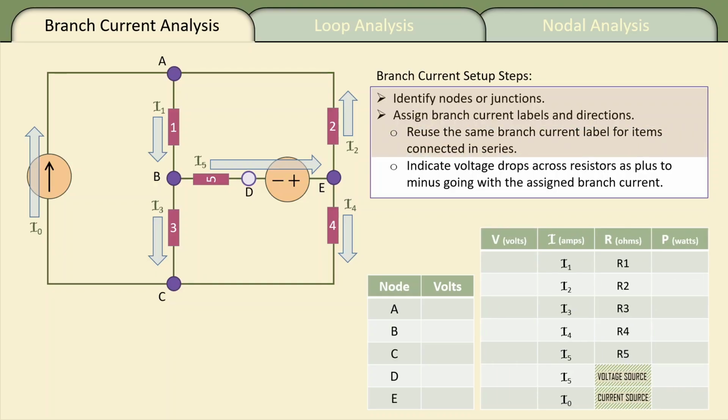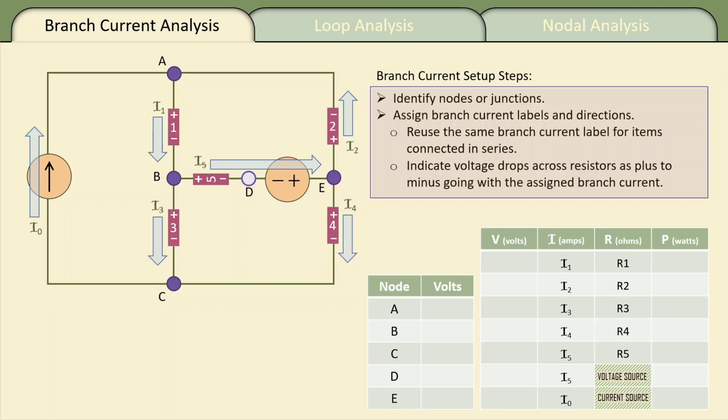And we'll start a branch table here as well. But the rule for branch currents is that we want to reuse the same branch current label for items connected in series. And this is why that junction D being left unshaded is visually helpful, because we can see that resistor 5 and the voltage source are in series. So they both have a branch current given by the label I5.